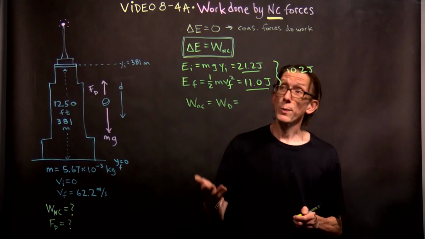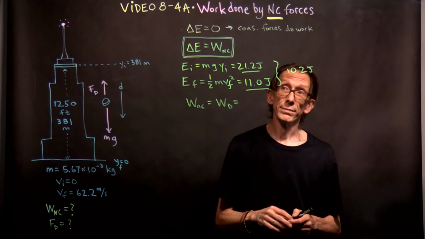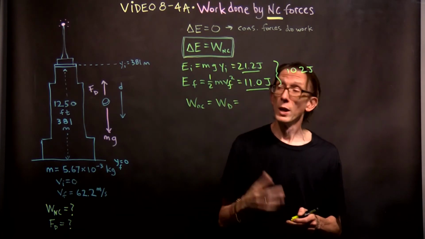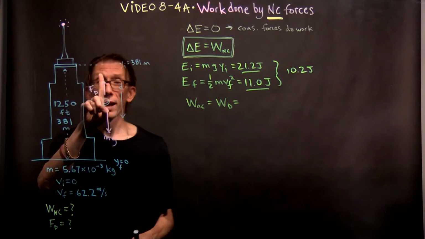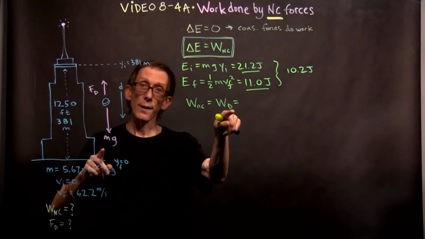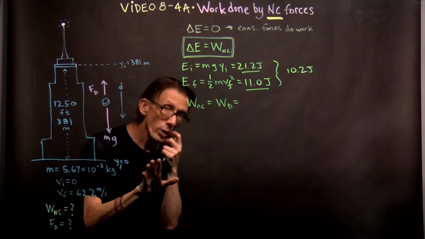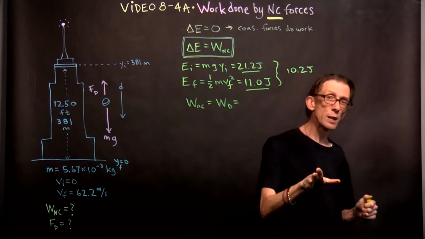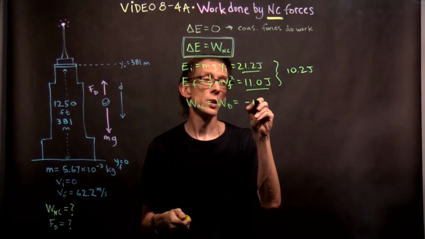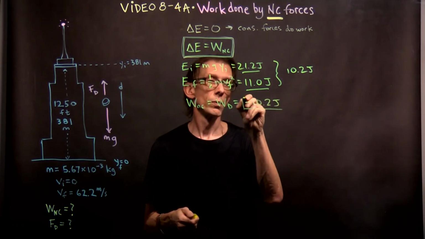Well, you can find out by subtracting E_F minus E_I. It'll be negative. It'll be 11.0 minus 21.2. You can also look at the free body diagram and realize that the force is opposed to the displacement. The drag force, F sub D, is opposed to the displacement. And when a force is opposed to the displacement, that force does negative work. So the amount of work done by the non-conservative force is minus 10.2 joules.